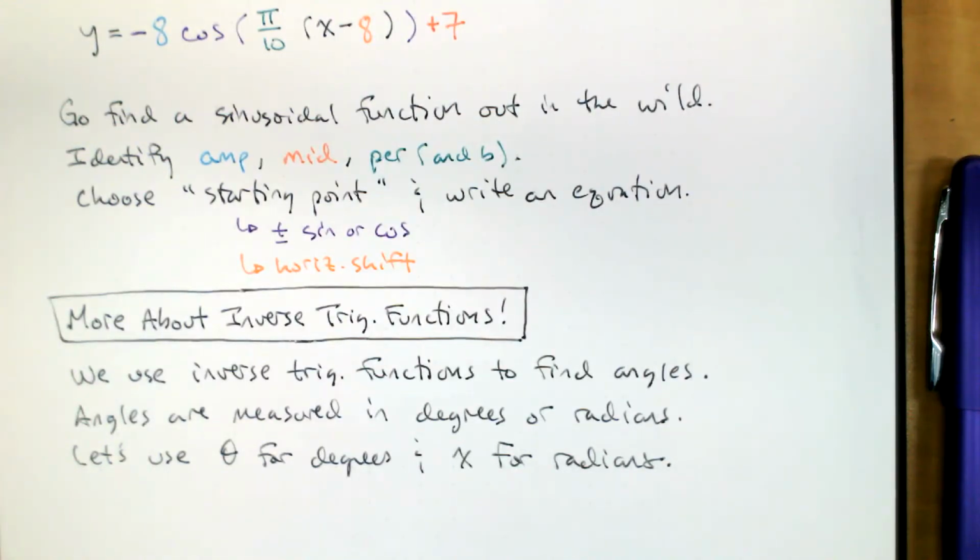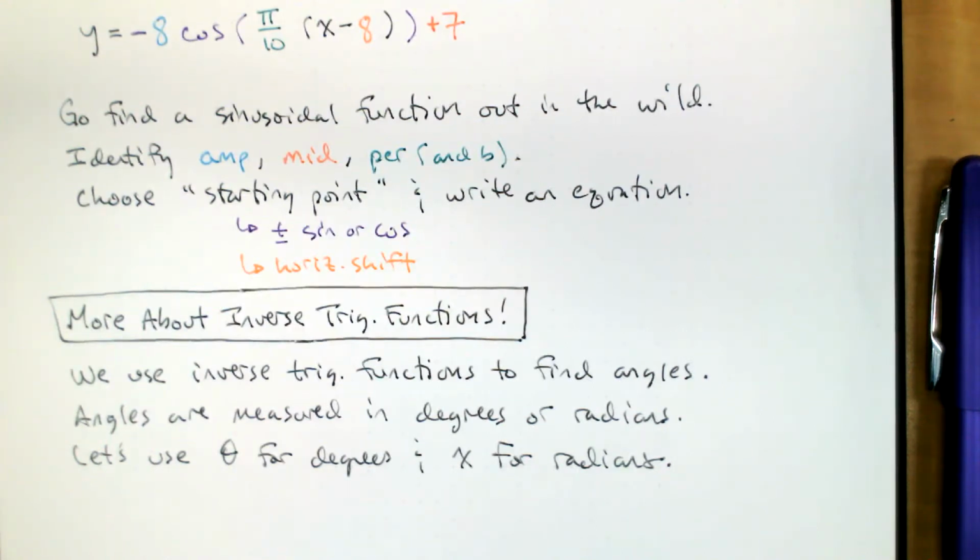The other thing we want to talk about today is a little bit more detail with inverse trig functions. Now, we have used inverse trig functions in the past to find angles, and we still want to think of that here. But in the meantime, we have also put angles in all four quadrants and expressed those angles in not only degrees, but also in radians.